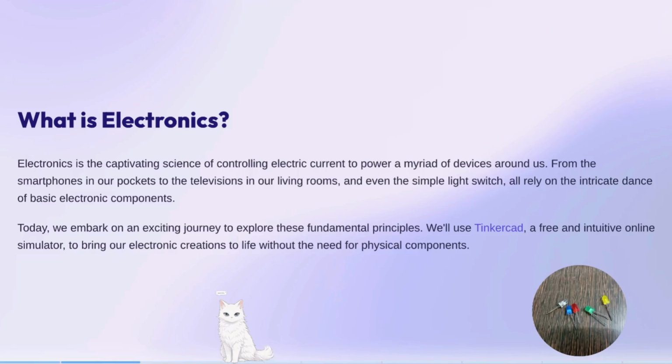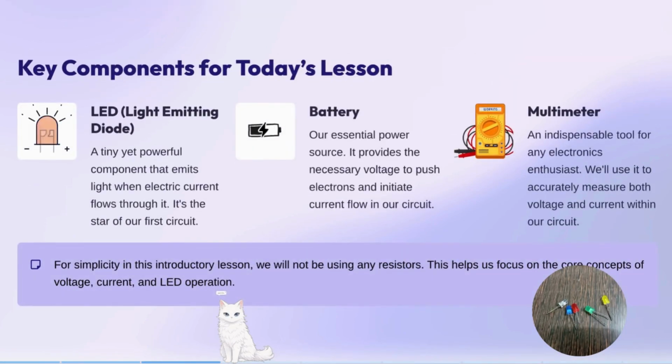Now, electronics consist of some components, right? What do you mean by components? Components means the items that we use in our circuits. That's called components. It's like ingredients in your food.